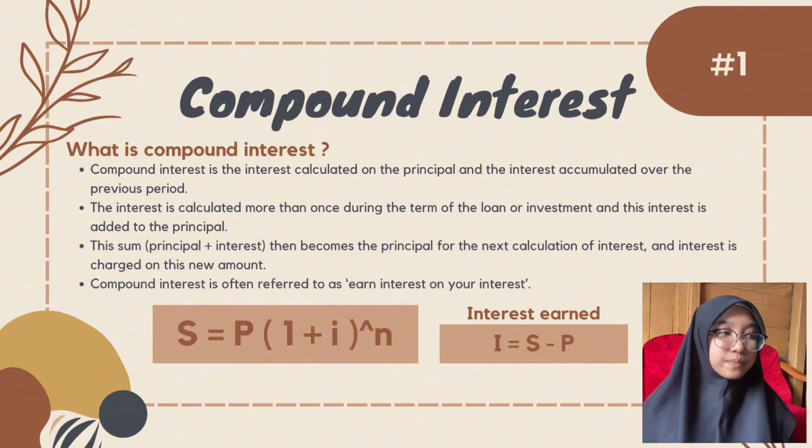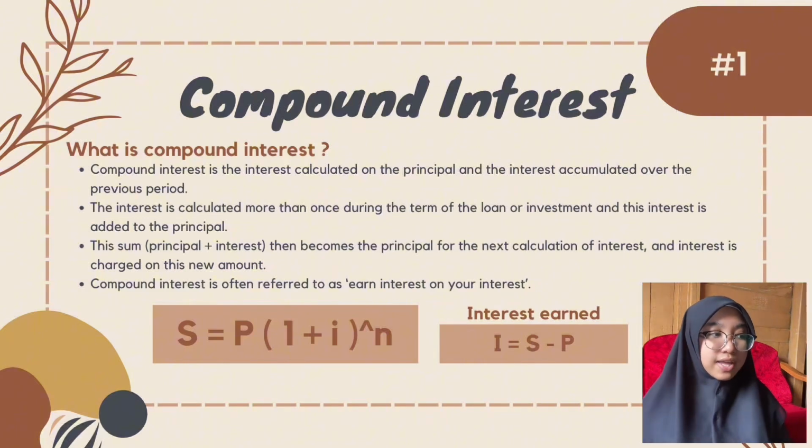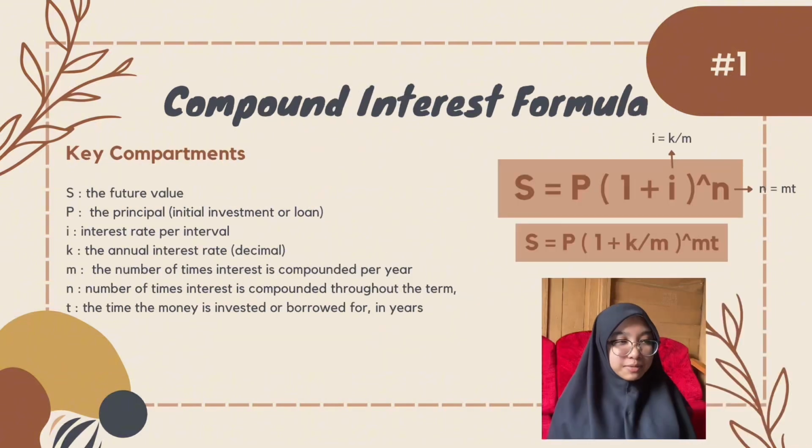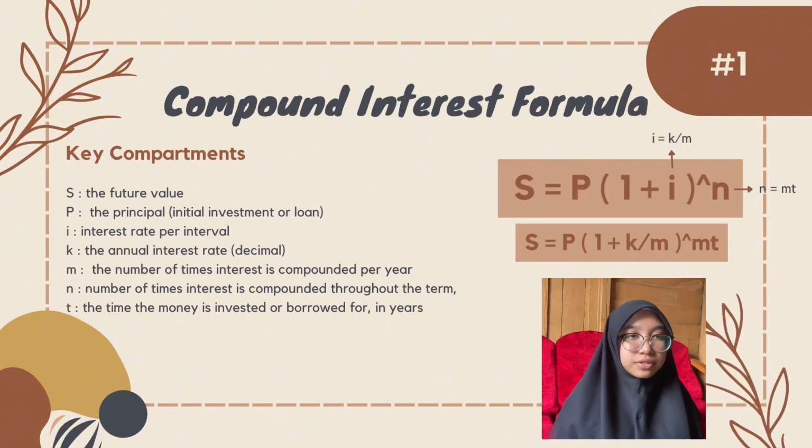on your interest. You may see the formula for compound interest on the slide, which is S equals P multiplied by (1 plus i) to the power of n. You can also calculate the interest earned by subtracting P from S. Now let me explain the key components of the compound interest formula.